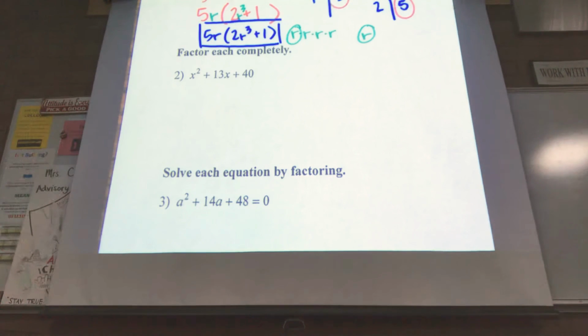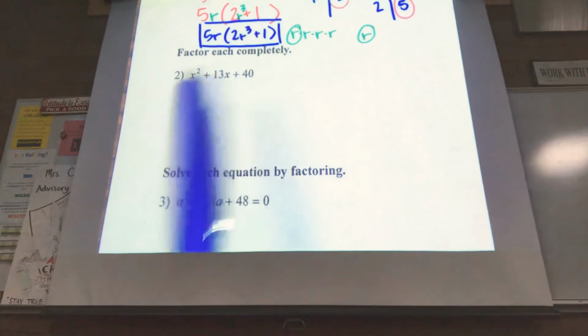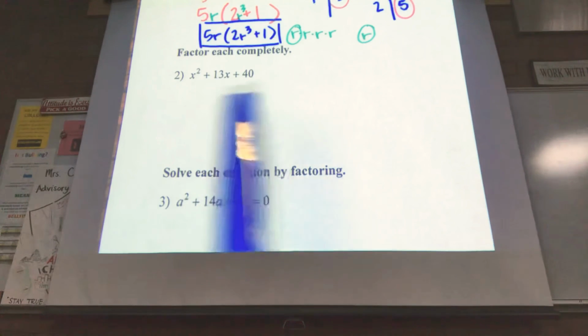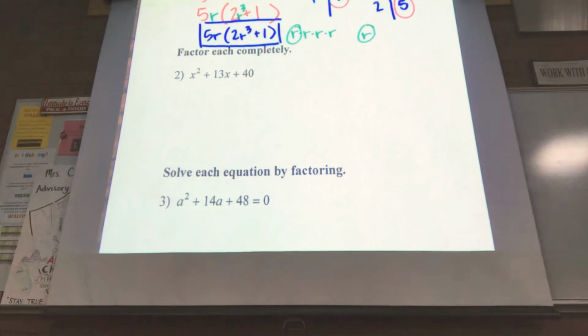Number 2 is asking us to factor completely. This is no longer a binomial, meaning we don't have just 2 terms anymore. We have 1, 2, 3 terms. This is called a quadratic expression.